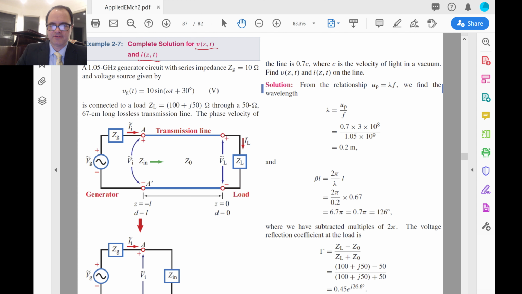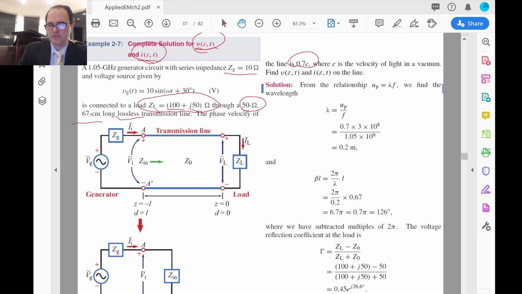So they give us all of these quantities. They give us the frequency f is 1.05 gigahertz. They give us the impedance of the generator, 10 ohms. They give us that it is a 50 ohm line with a load impedance that has both a real part and an imaginary part. It gives us the length of the line and the fact that it's lossless. It gives us the speed of the wave down the line, where c is the speed of light. So with all of that, we can start deducing everything we need to calculate these two items, V and I.